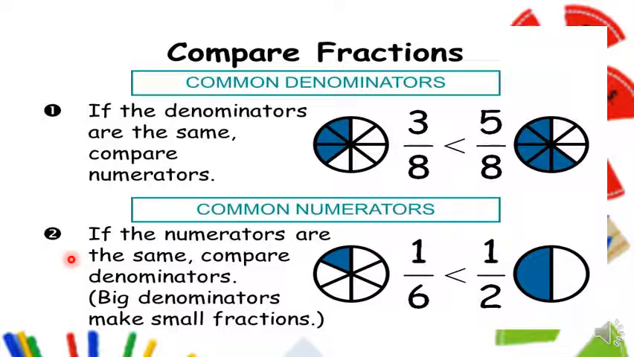To compare two fractions having the same denominator, we compare the numerators. The fraction with the greater numerator is the greater. Now, if you have two fractions having the same numerators, we look at the denominator. The big denominators make small fractions. As you can see here, the big number of pieces, big denominators, make smaller fractions, small in value.